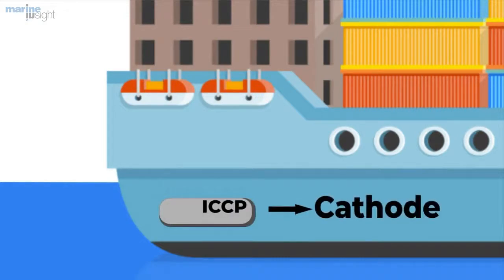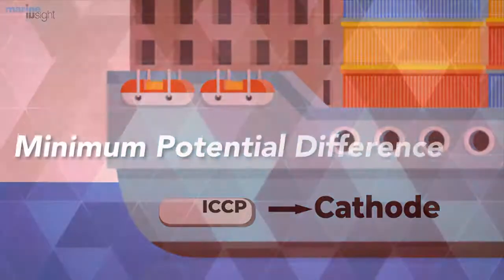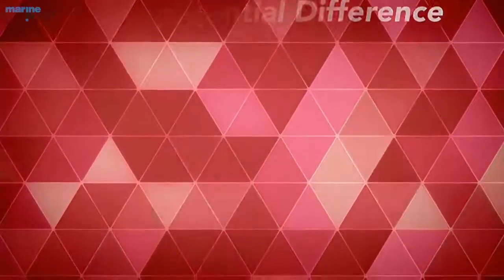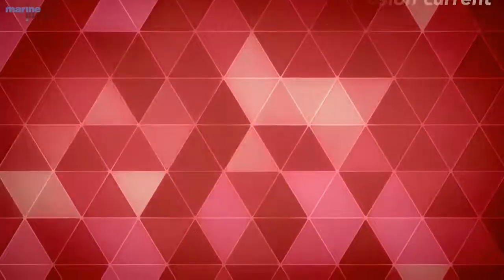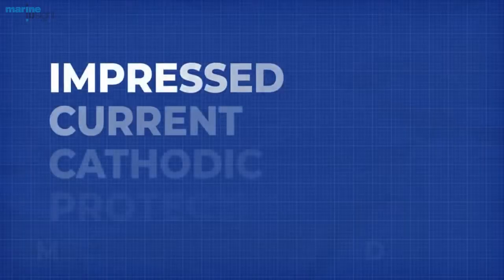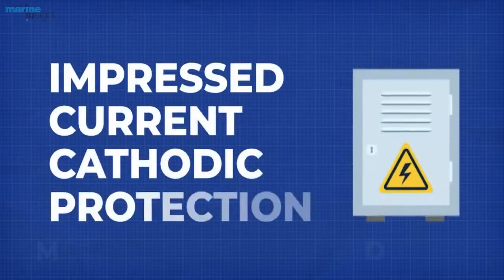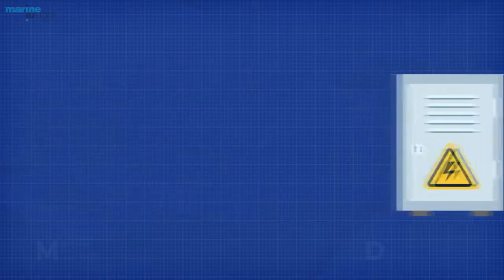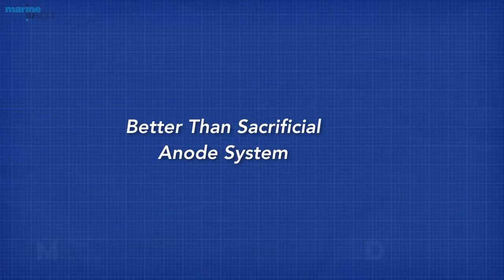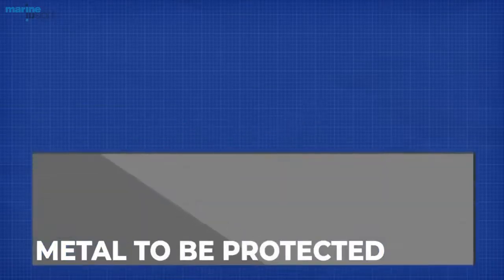It makes the hull remain always cathode by keeping the potential difference to a minimum and introducing a current opposite to the natural corrosion current, thereby protecting the hull. Impressed current cathodic protection systems are the technologically advanced and long-term solution to corrosion problems and are regarded as a superior alternative to sacrificial anode systems.